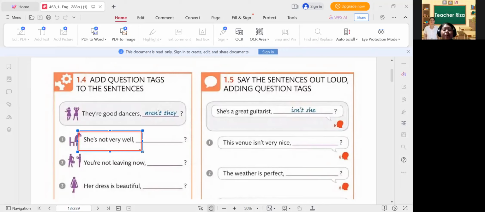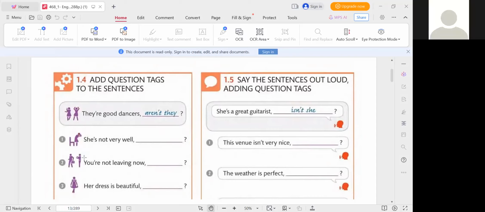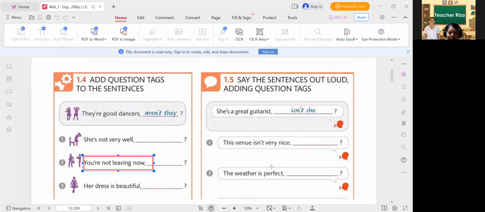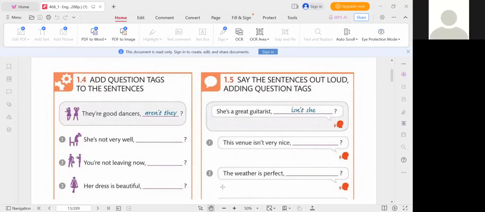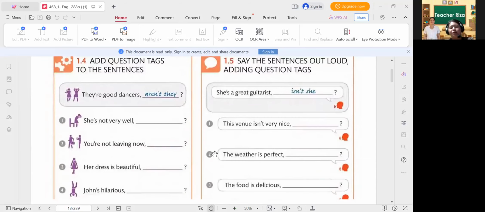Okay, so she's not very well. So that is the statement. So what do you think is the question tag for that? What should be the question tag here? Okay, very good. How about the third? Yes. Okay, you're not living. And then that is the statement. How about the question tag? Okay, the question tag is? I'm sorry, what is that? I can't hear clearly. Can you please speak louder?